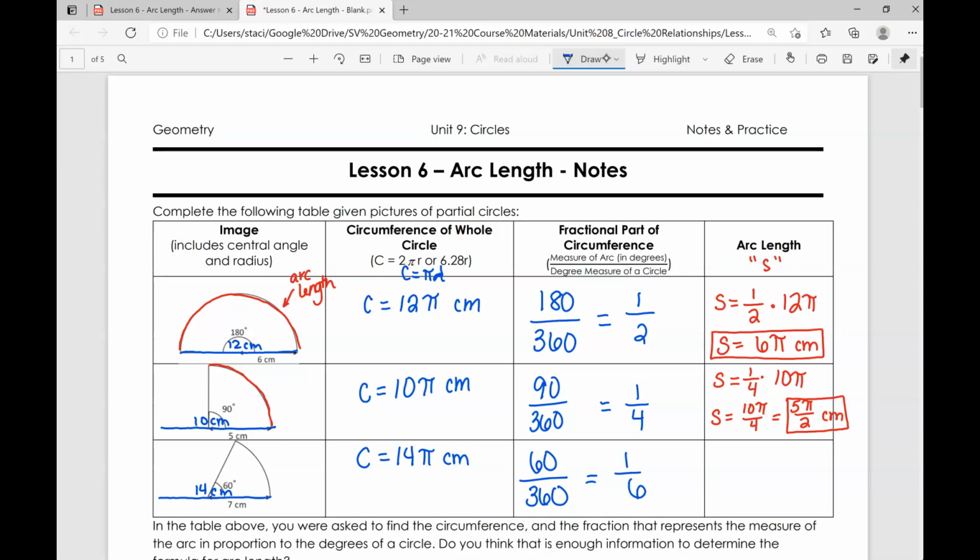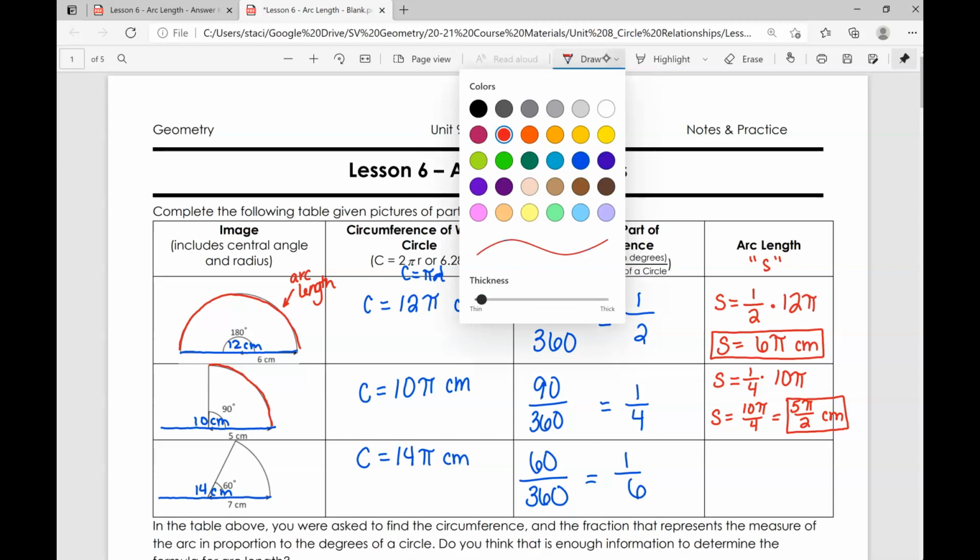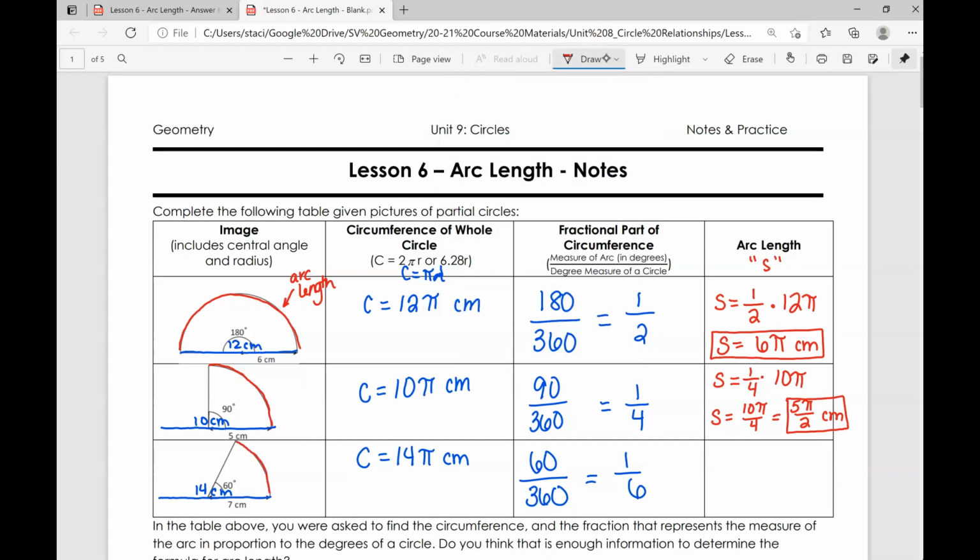So if I want to find the arc length of this piece right here, remember it's a fraction of the circumference. My arc length is going to be equal to me taking 1/6 of the entire circumference, so 14 pi. And so my arc length is equal to 14 pi over 6, which simplifies to, let's see, these are both divisible by 2, so 7 pi over 3 centimeters.